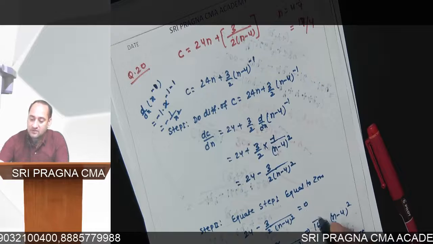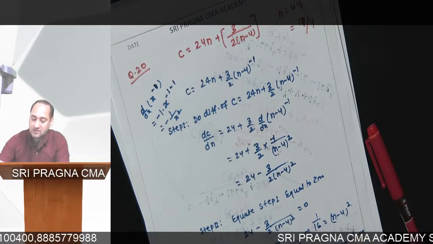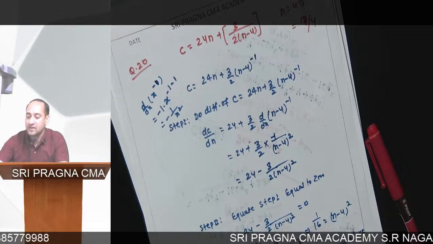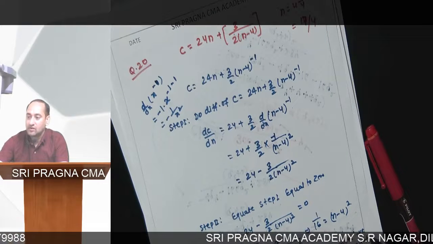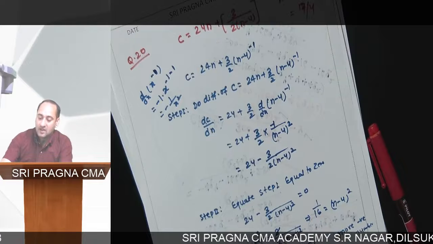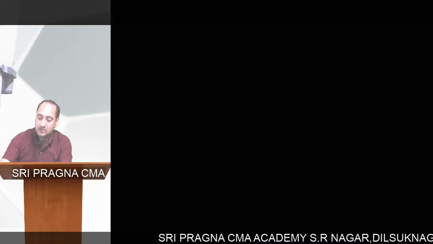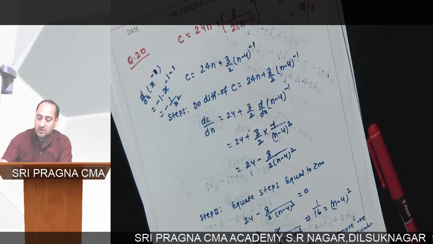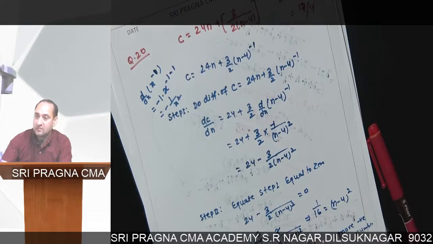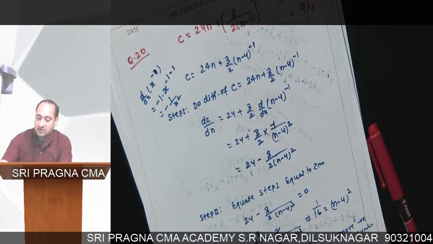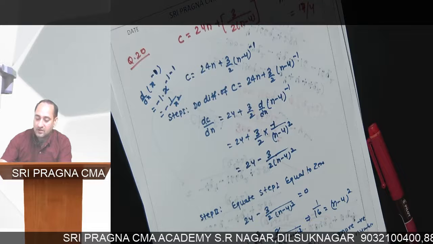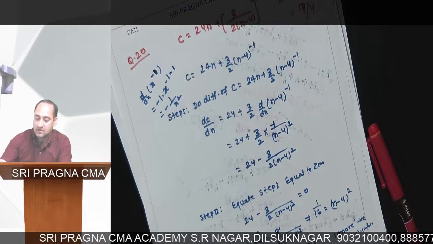It will come 1 by 16. Right, 1 divided by 16. So ignore the negative number. So we have n minus 4 is equal to plus minus 1 by 4. We have to take plus only, right? So n is equal to 4 plus 1 by 4, it is coming 17 by 4.